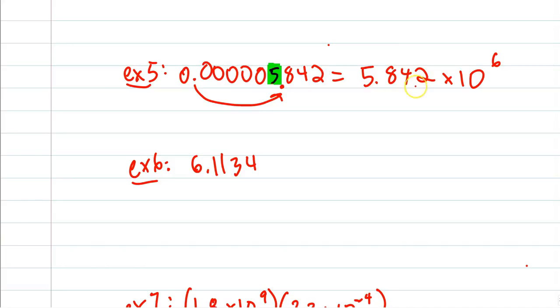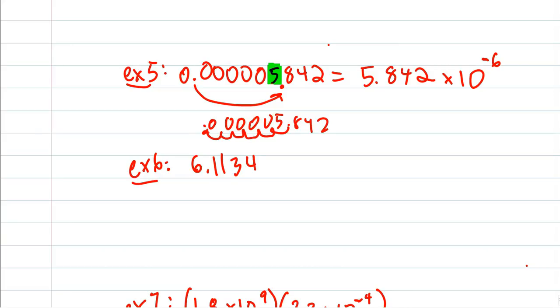Because 5.842, to turn it back into this, we would need to make the number smaller. We would not need to multiply by 10. We need to divide by 10, which means it will be a negative exponent. And check it. If I took 5.842 and moved that decimal back 3, 4, 5, 6 times, do I end up with what I started with?